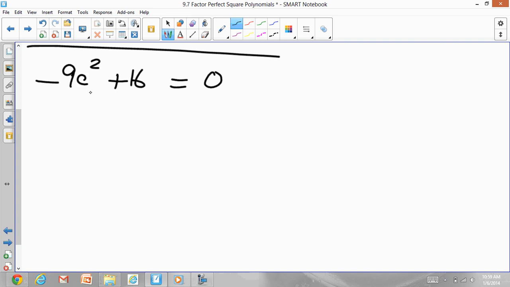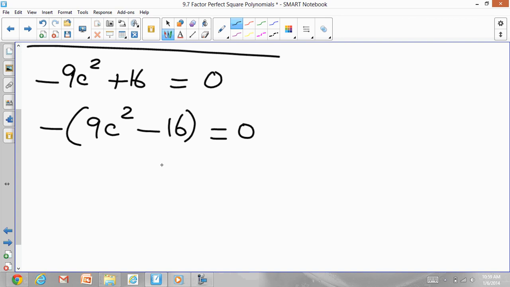So now 9 and 16, they don't have anything in common. So what I'm going to do is pull the minus sign outside, and replace the signs. If you distribute it, you're going to get this back again. So pulling out the minus sign means I got to change the sign here and change the sign here. So previously a negative 9c squared now becomes positive 9c squared. Previously a positive 16 now becomes a negative 16. So now this looks like a squared minus b squared formula, which is a plus b, a minus b.